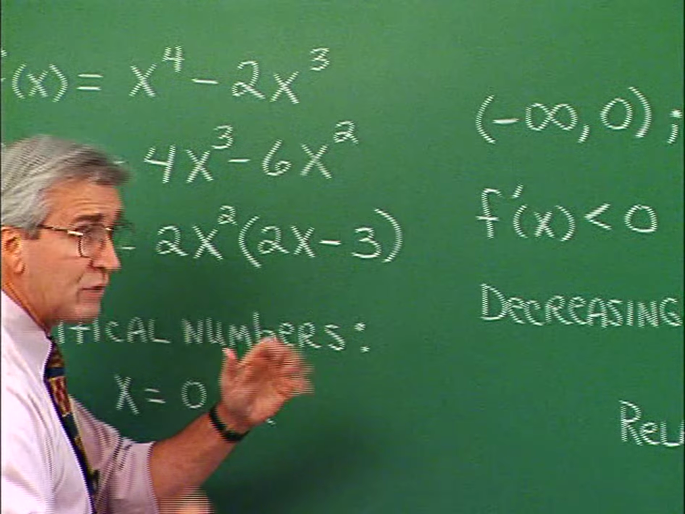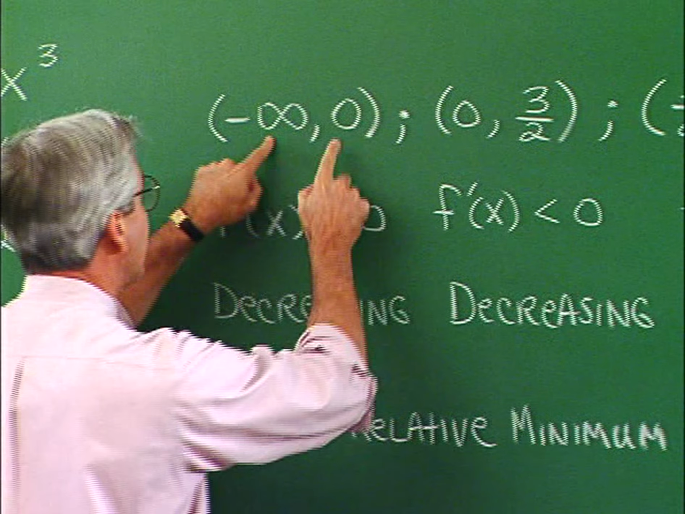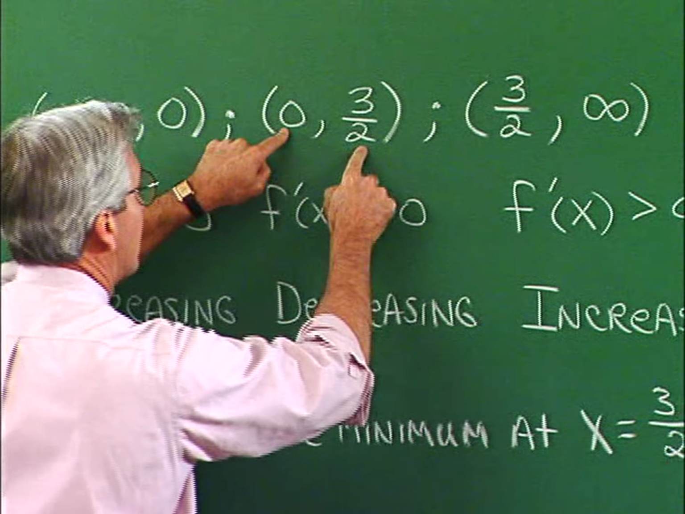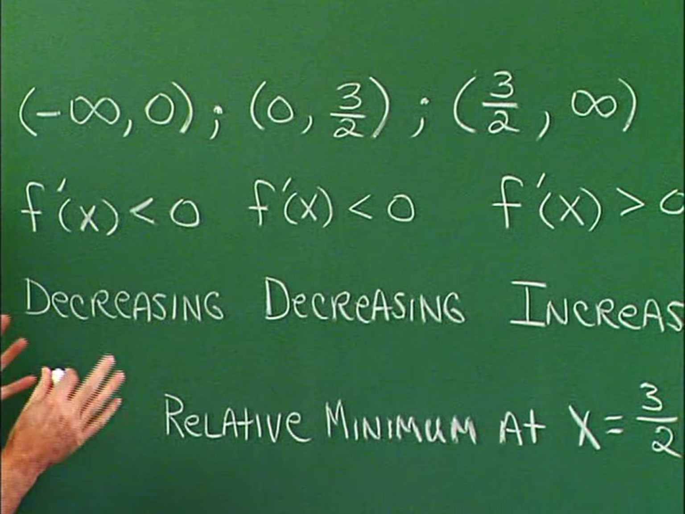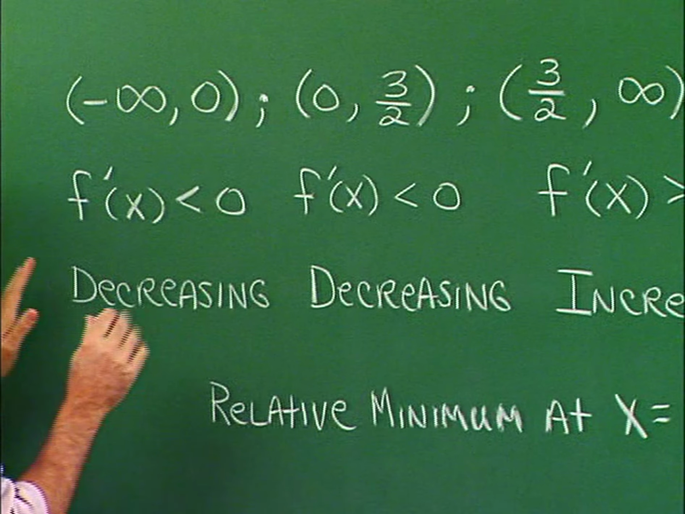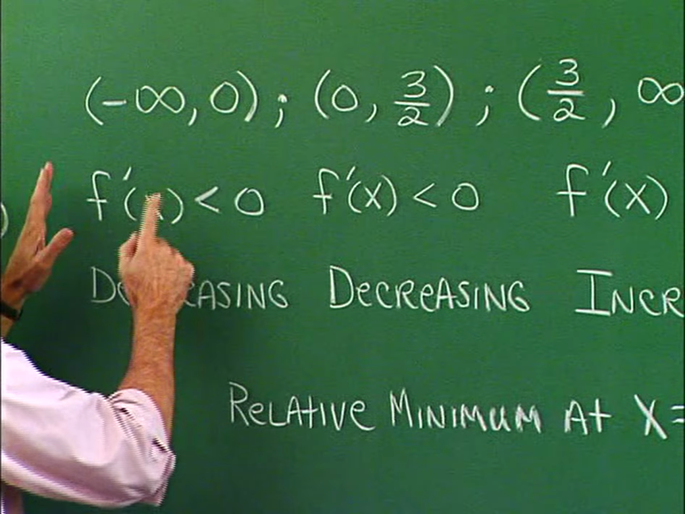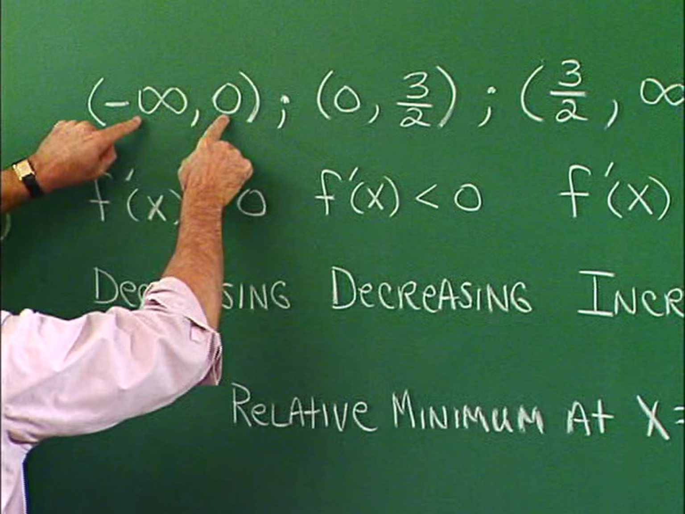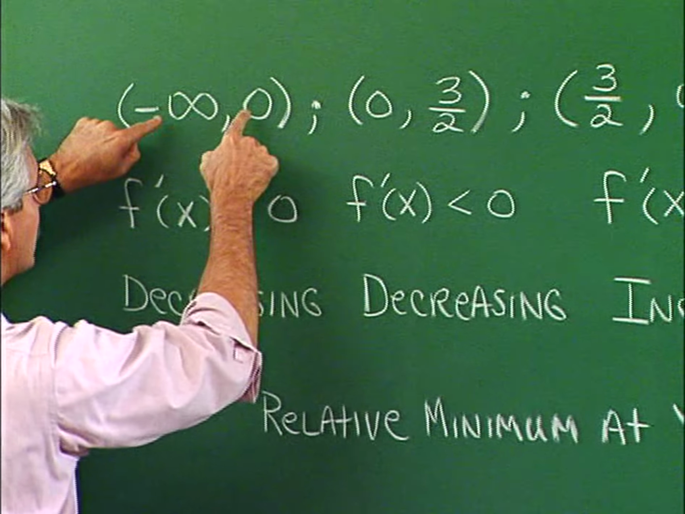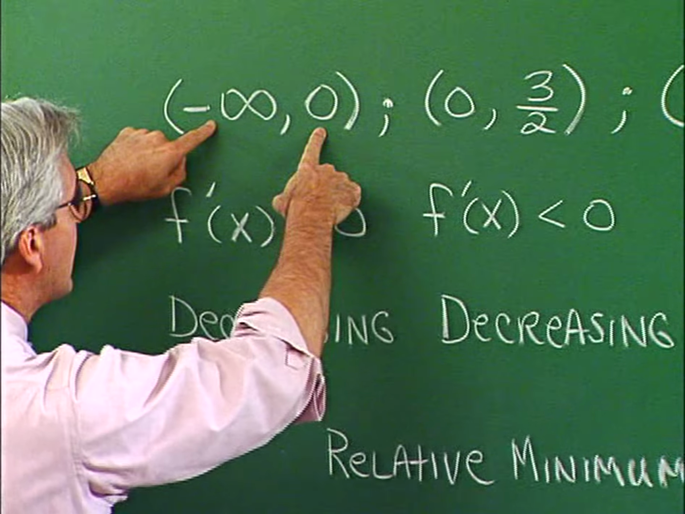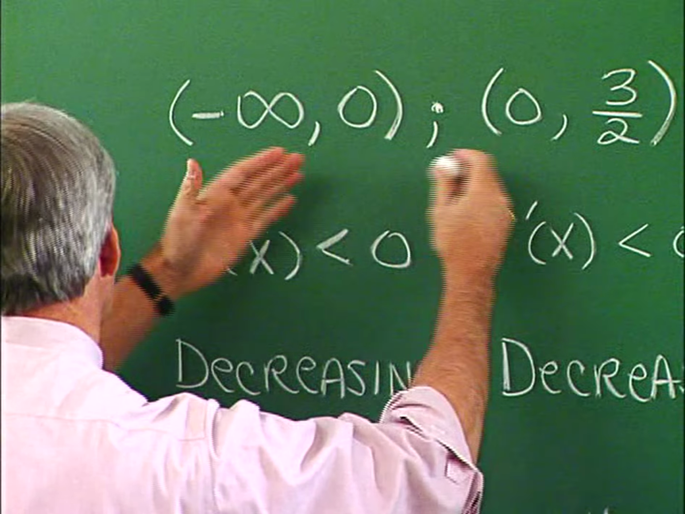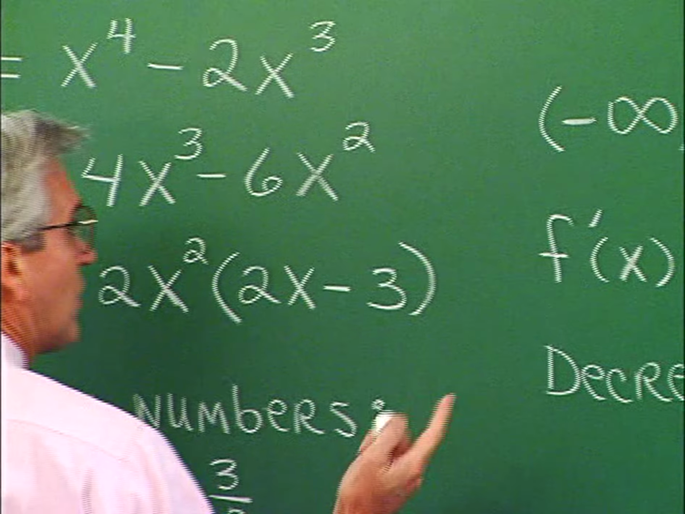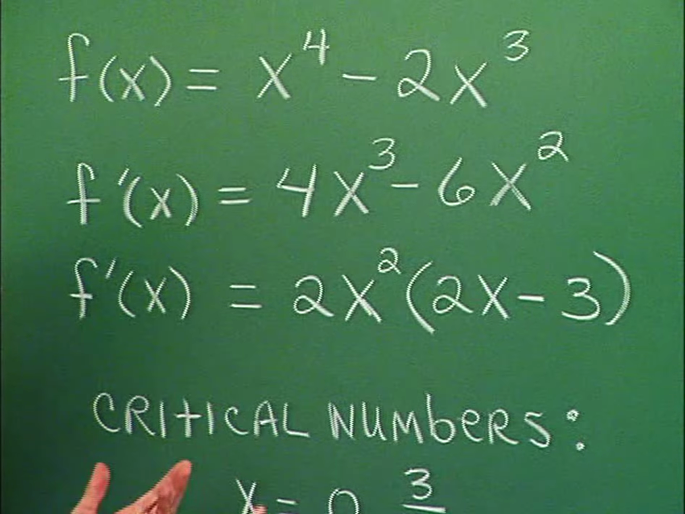So I've written those intervals up here: from negative infinity to 0, 0 to 3 over 2, and 3 over 2 to infinity. Then we want to evaluate the behavior of f prime of x. To do that, we take a value in the interval. Here we can take any negative number that we care to. Suppose we take -10, for example. So we would come back over here and evaluate f prime of -10.